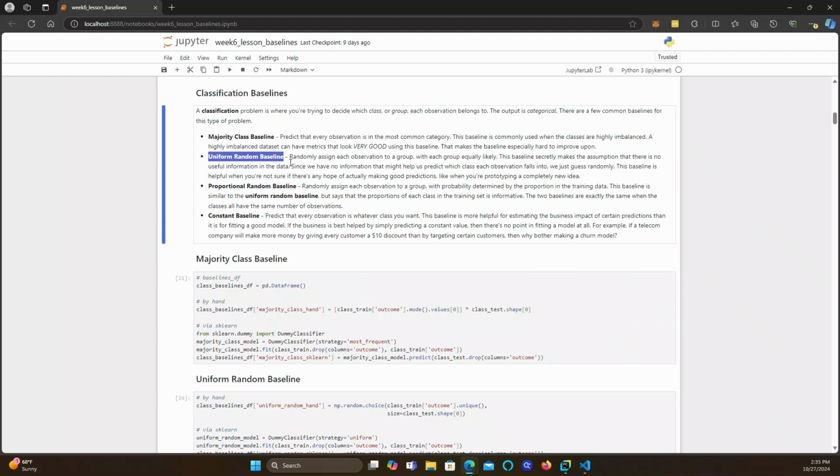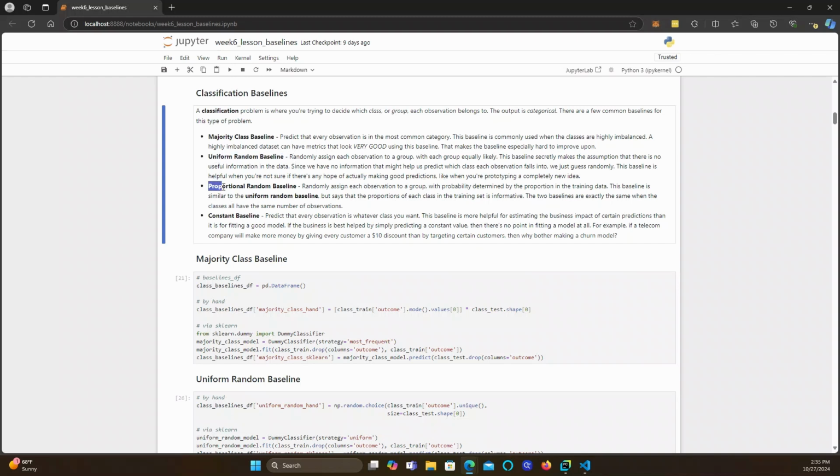And that's how I was able to sell my ideas there. So a uniform random baseline is good for prototyping, or when you suspect that you might not actually be able to improve upon randomly guessing.